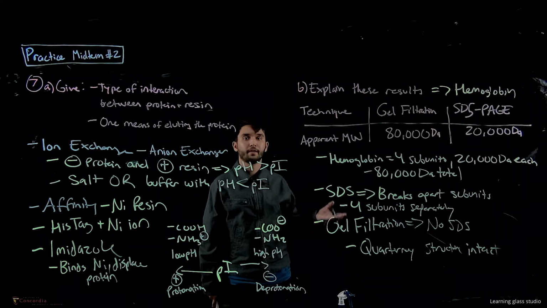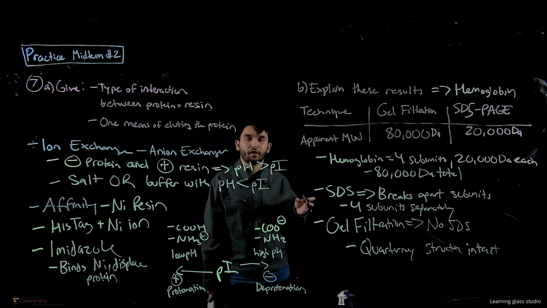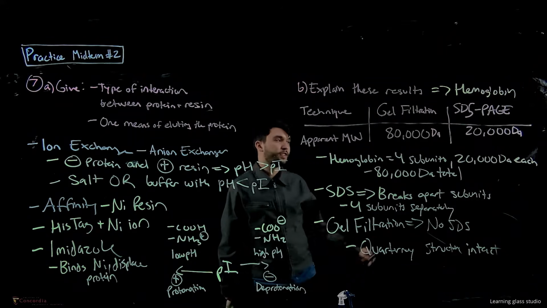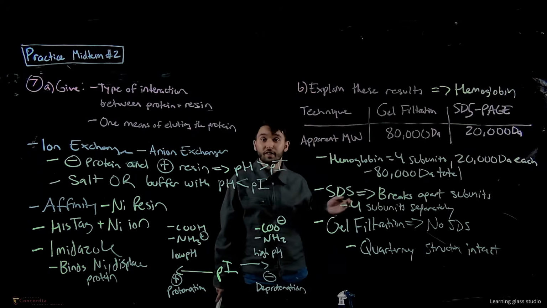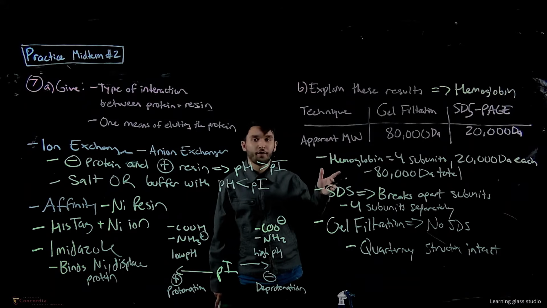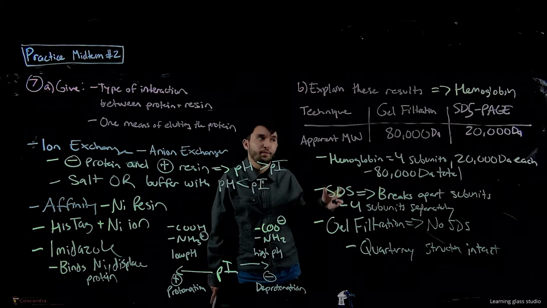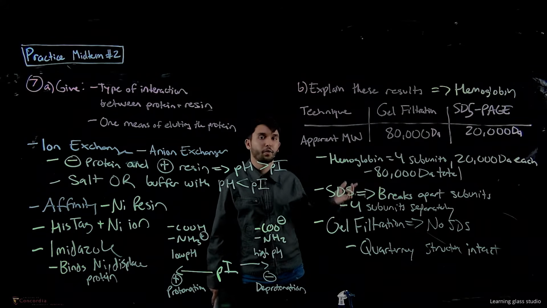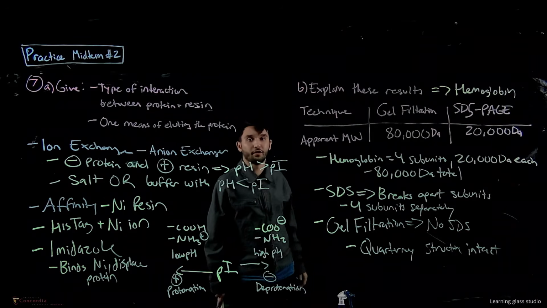So the difference here is the SDS denatures the protein and separates the subunits. Thus, with the SDS, we see the smaller subunits individually with 20,000 Daltons. But with gel filtration, there's nothing to split apart the subunits. So we see all 4 of them together with a larger molecular weight of 80,000 Daltons. Right?